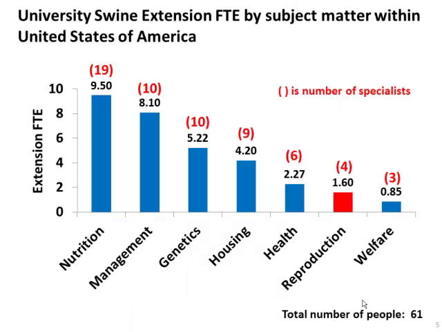But who are they? Here are the nutritionists. There's essentially 9.5 FTE in the U.S., but there are 19 people who have a nutrition specialty. Next, general management: about 10 people, and 8 FTE. Genetics, there's 5 FTE and 10 people. Housing, about 4.2 FTE assigned, with 9 people. Health has 6. Reproductive physiology, we have 4. And with welfare, there's 3.